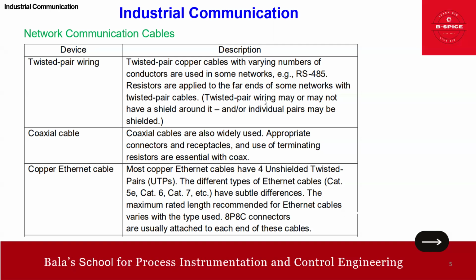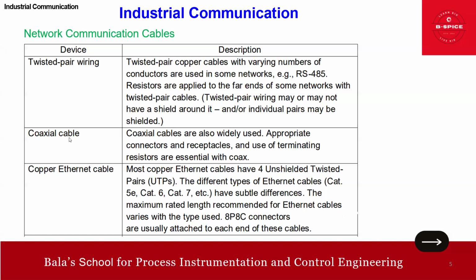Twisted pair wiring may or may not have a shield around it, or individual pairs may be shielded. Resistors are applied to the far ends of some networks with twisted pair cable, basically used for RS485 communication. This is twisted pair, which we all know, nothing further to add here.